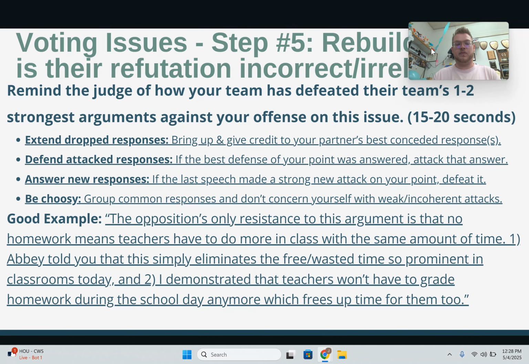An example of this would be: the opposition's only resistance to this argument is that no homework means teachers have more to do in class with the same amount of time. First, Abby told you this simply eliminates the free or wasted time so prominent in classrooms today. And second, I demonstrated that teachers won't have to grade homework during the school day anymore, which frees up time too.